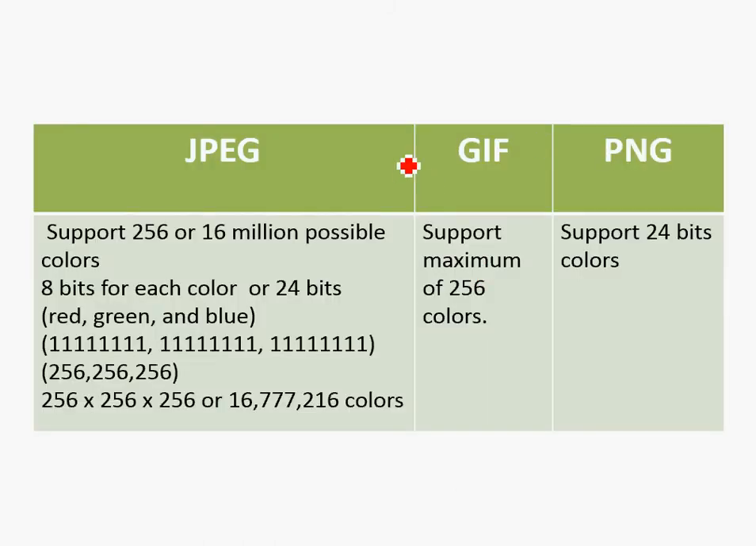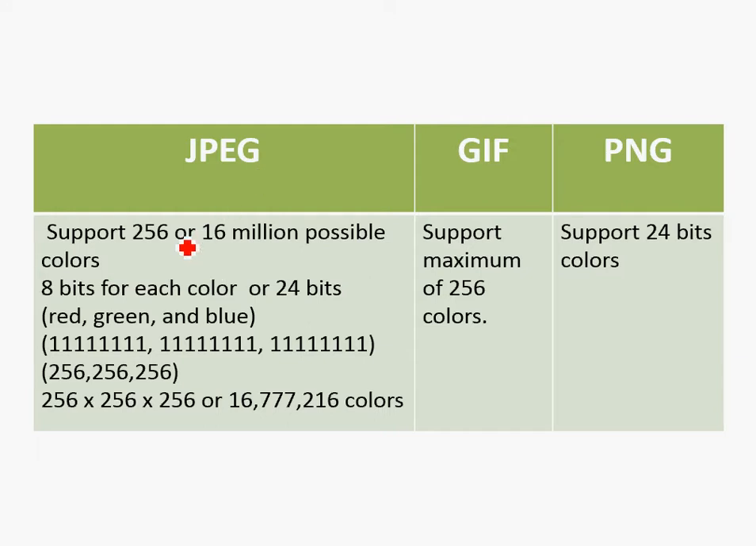There are basically three types of images which are used in web designing. That are JPG, GIF and PNG. The full form of JPEG is Joint Photographic Experts Group. GIF is Graphics Interchange Format, and PNG is the last one. Now, what is a JPEG image?